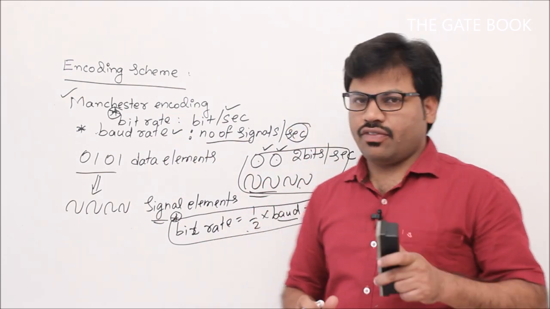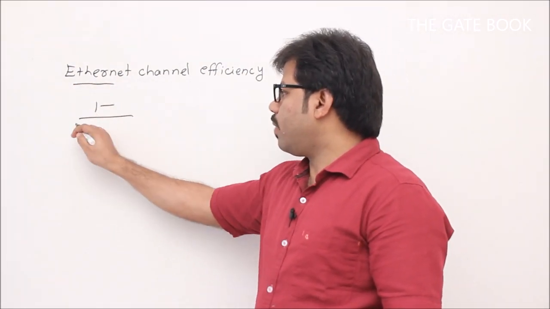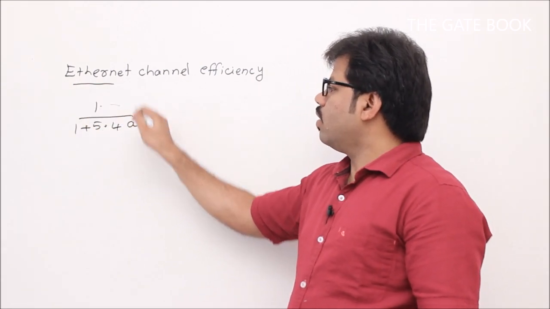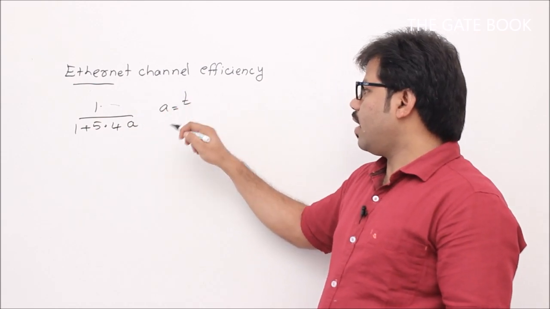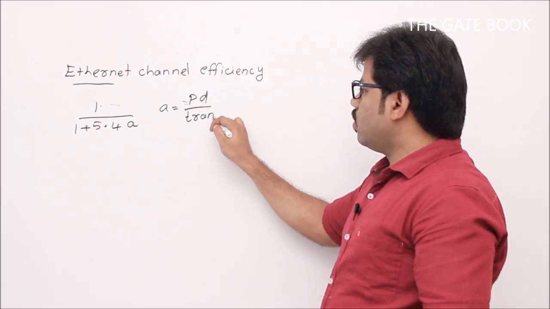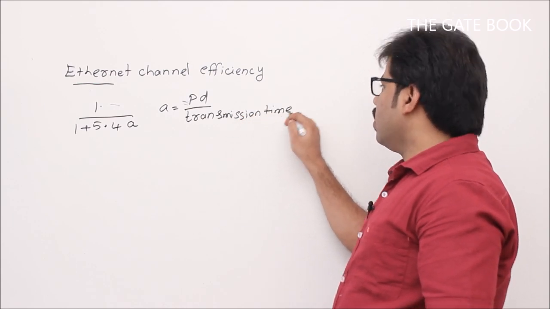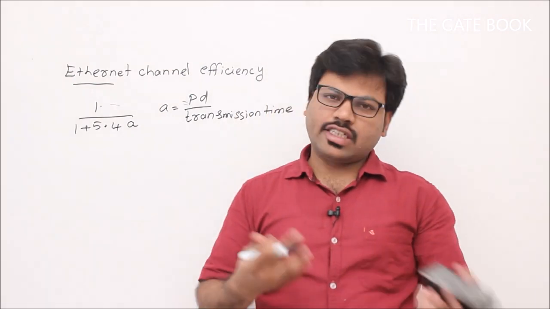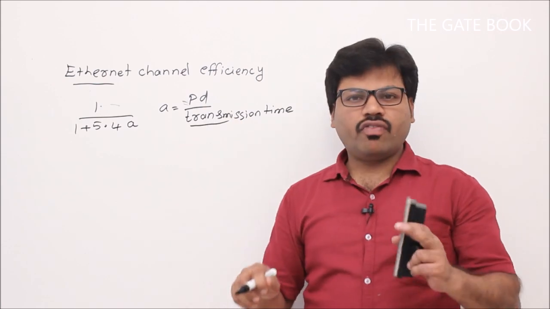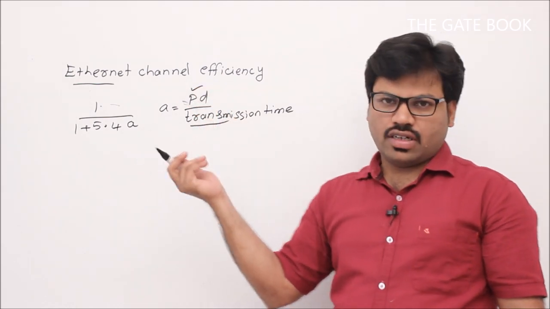Now we'll see channel efficiency. Let's see channel efficiency in Ethernet. That is actually 1 by 1 plus 5.4a, where a is nothing but propagation delay by transmission time. Here, the transmission time is the transmission time of an average packet, because in Ethernet you can have variable size packets, right? So let's assume that the transmission time is that of a mean frame, that means an average frame. Propagation delay is of course constant, right?